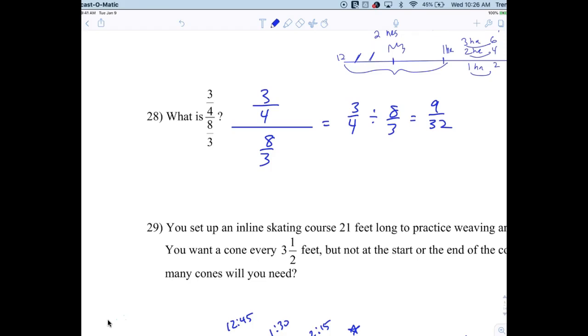Type it on your calculator as 3/4 divided by 8/3. And what did you get? Yeah, that's the answer, right? Now you know how to do it. All right, I promise you, I'm telling you the right answer 100% of the time.